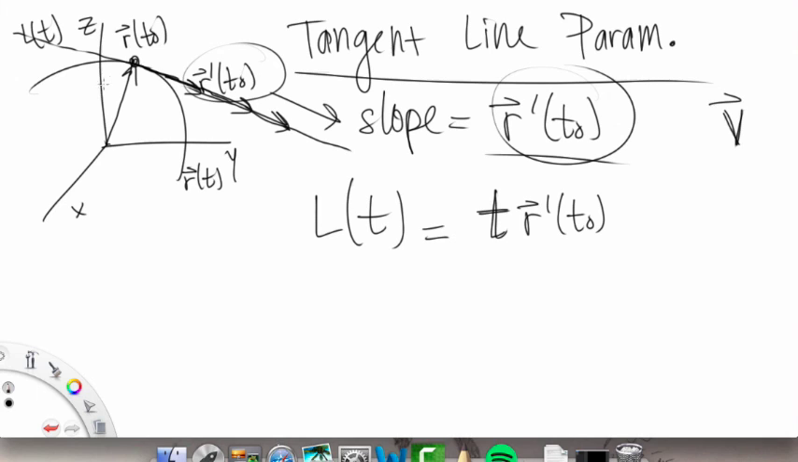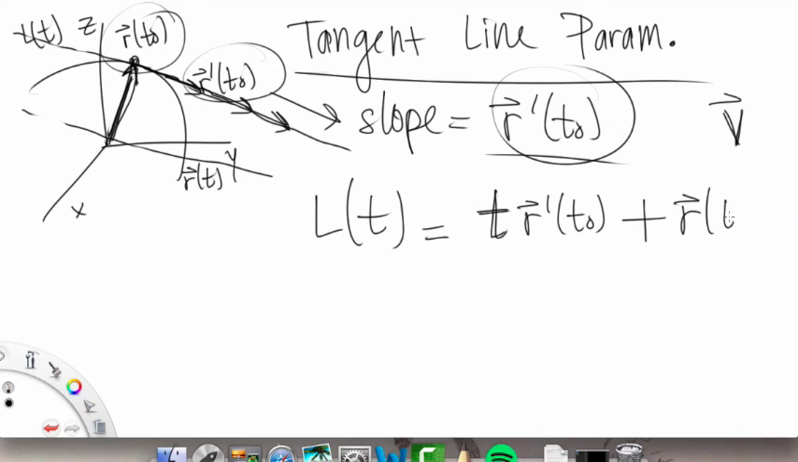And it doesn't necessarily have to. So what we actually did was translate this line with the same slope. We translated it up to here via this vector, okay? And that vector we can call r of t naught, right? That's how far we traveled.